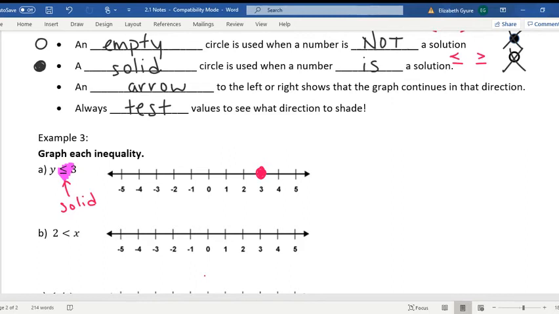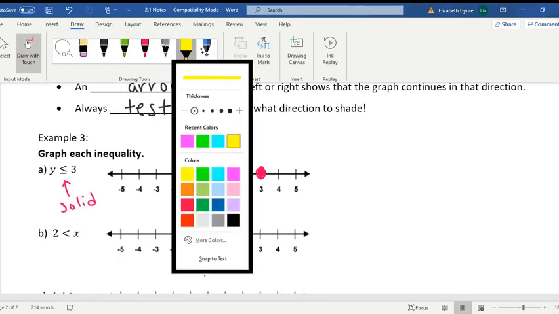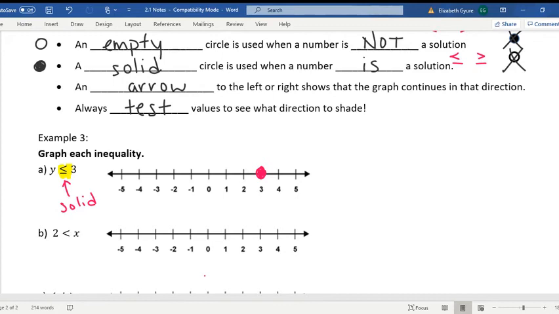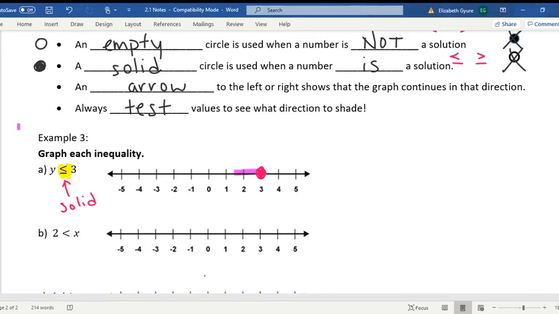Then we need to figure out what direction to shade in. Now, some people tend to rely on the direction that their little arrow is going in the problem. And that's okay sometimes, but it doesn't always work if your inequality is flipped around. We'll see that in the next one. If your variable is on the left, then yeah, you can just look at what direction your arrow is going. So this says y is less than or equal to 3. What are some numbers that are less than 3? 2, 1, 0, right? So that means we want to shade in that direction. So shade towards 2.